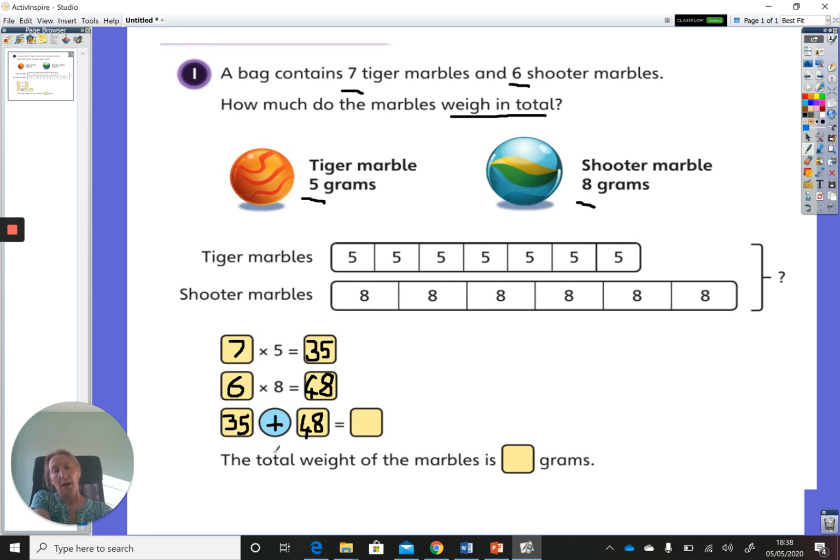So that would make 83. And I'm just going to try and write that in the box. So the total weight of the marbles is 83 grams. So like I said, this is following on from the work that you did the other day.